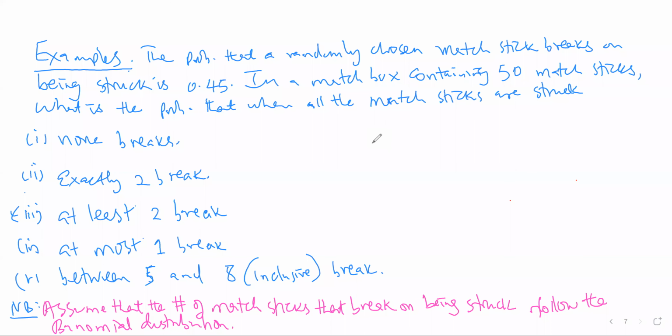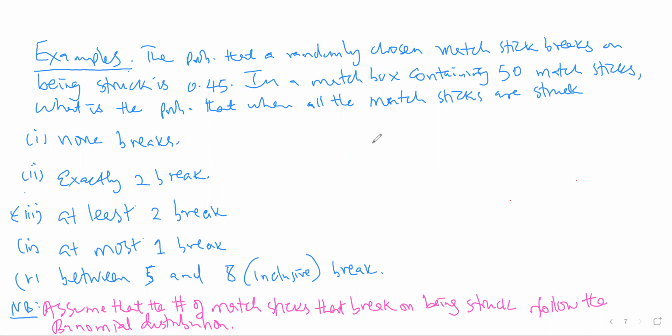So let's consider this example where we're saying that the probability that a randomly chosen matchstick breaks on being struck is 0.45. In a matchbox containing 50 matchsticks, what is the probability that when all the matchsticks are struck: 1, none breaks; 2, exactly 2 break; 3, at least 2 break; 4, at most 1 break; 5, between 5 and 8 break. And we're assuming that the number of matchsticks that break on being struck follow the binomial distribution.